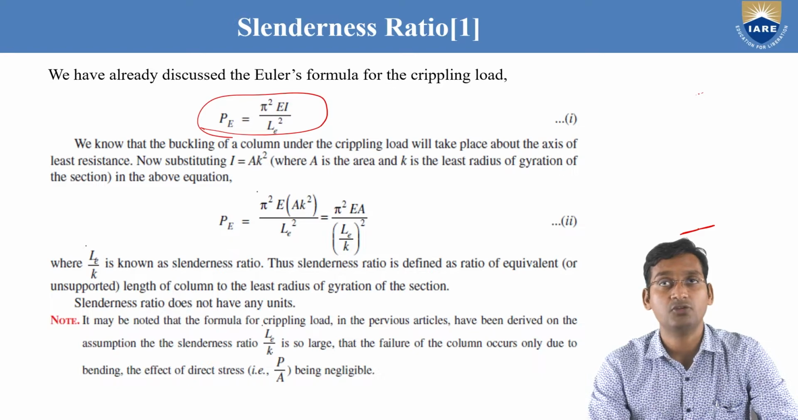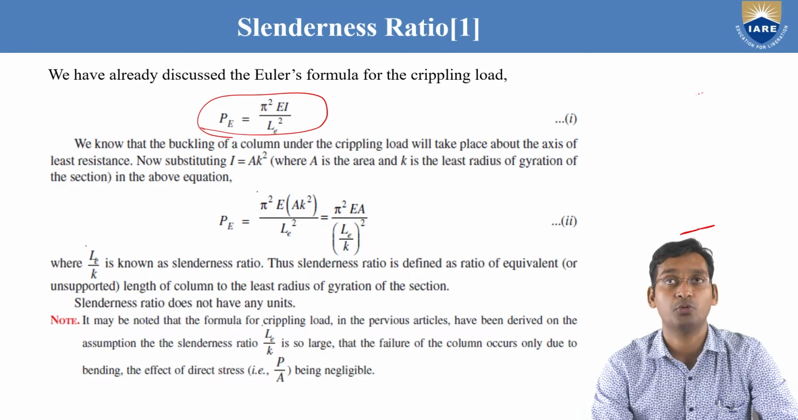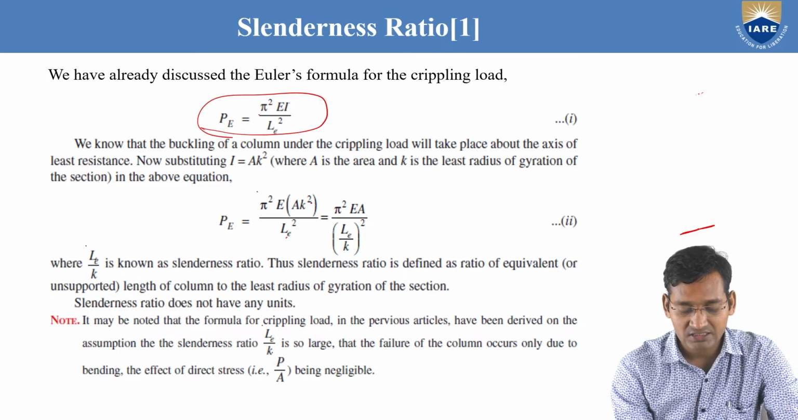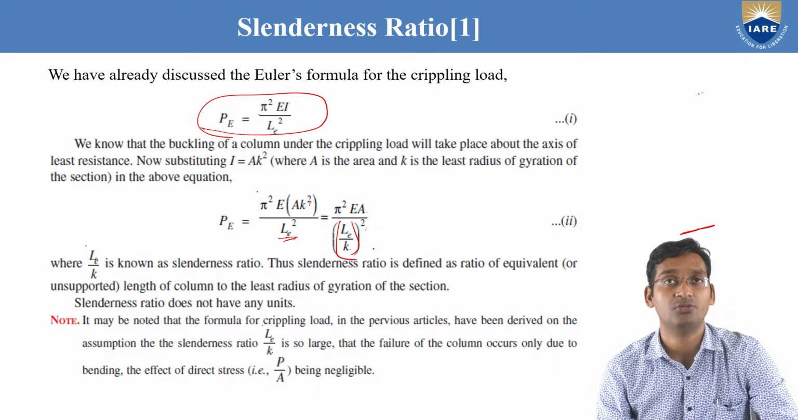Now substitute I equals A K square, that is moment of inertia, where A is the area and K is the least radius of gyration of the section. So the above equation becomes, putting I equals A K square, pi square E A K square by LE square. Now we can write this as LE by K whole square, taking this K square here, so pi square E A by (LE by K) whole square. So this ratio LE by K, where K is the least radius of gyration.